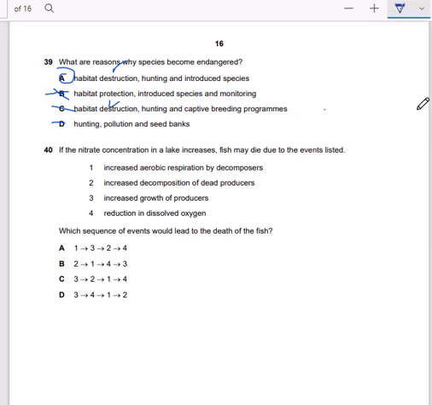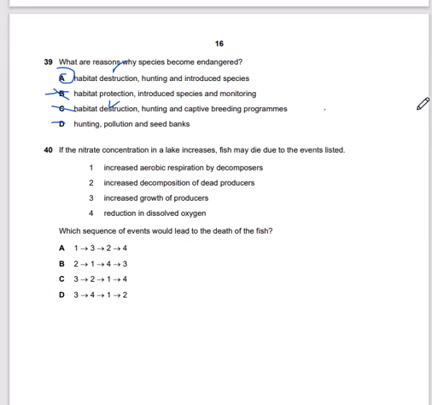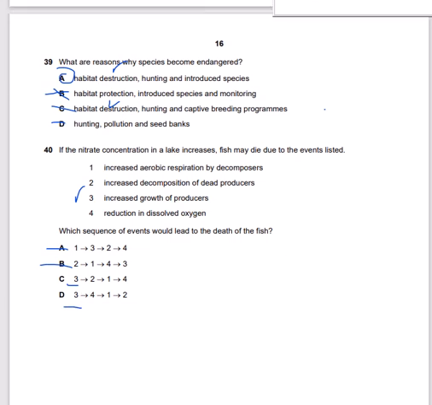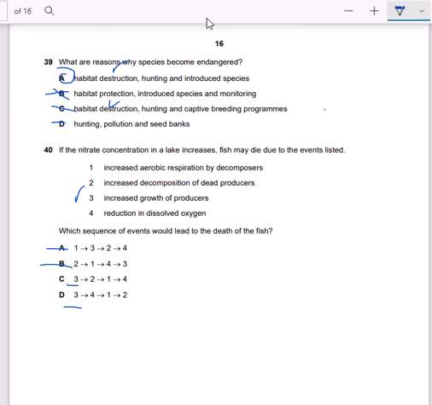Alright, so if nitrate concentration in a lake increases, fish may die due to the events listed. So that's basically eutrophication. Eutrophication is when the fertilizers dissolve with the surface runoff water and enter lakes. It causes an increase in the growth of producers, and then this causes an increase in decomposition of dead producers.